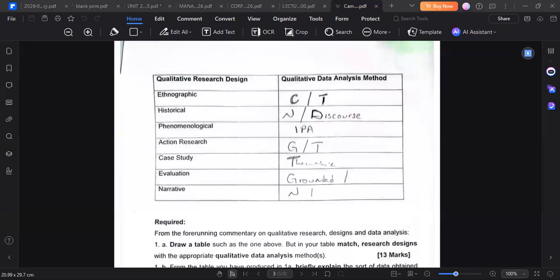So we are now, before I go to this table, just a quick check, can you remember what ethnography is in qualitative research? What does it look at?